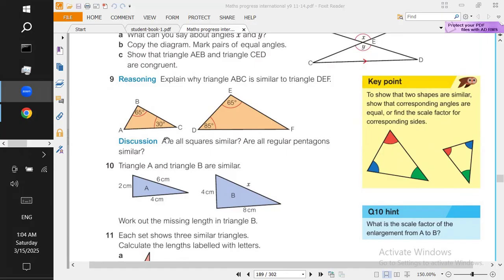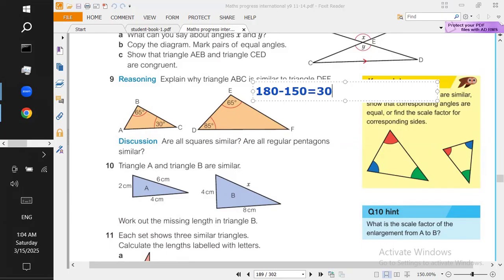To explain similar triangles, it means you have to say that the angles are equal. So, for example, let's find the missing angle here. First, you have to know that the angles of a triangle add up to 180, and when you add these together, 65 and 85, 65 plus 85, it's going to be 150. So 180 minus 150 will equal 30. It means the missing angle is 30. So this one is 30.